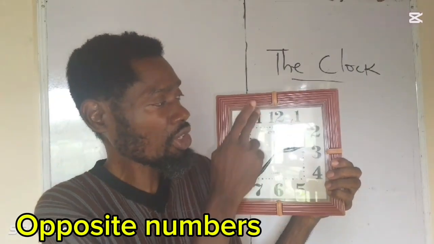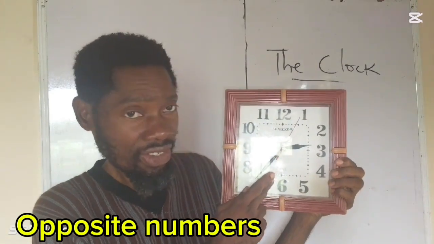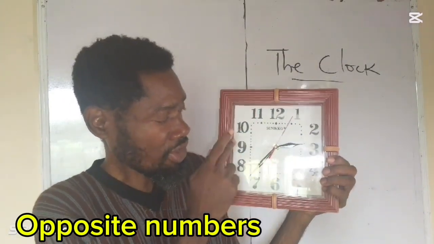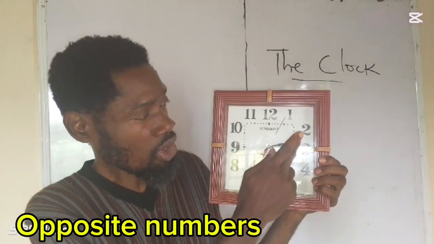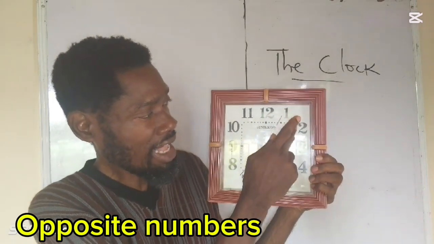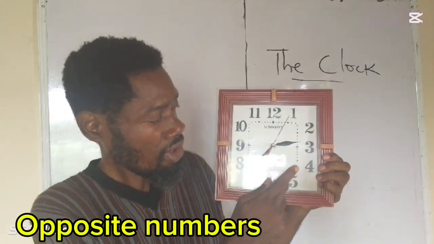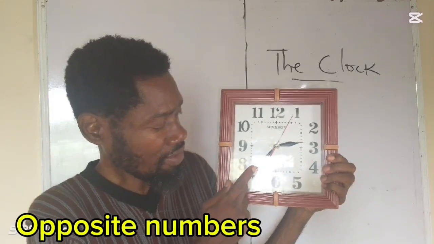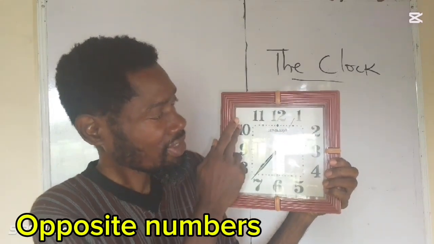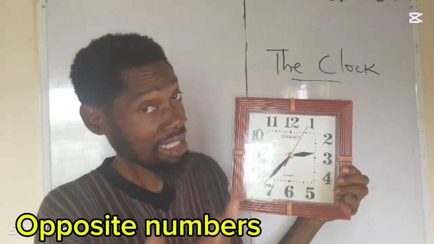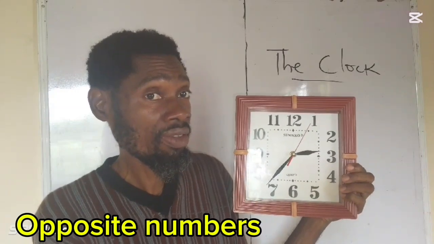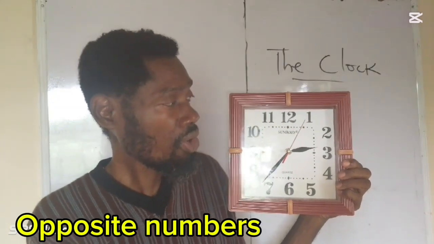Then after having your 12 and your 6, your 3, and your 9, you can put other numbers like 1 and 2, 4 and 5, 7 and 8, 10 and 11. That is how you draw your clock.